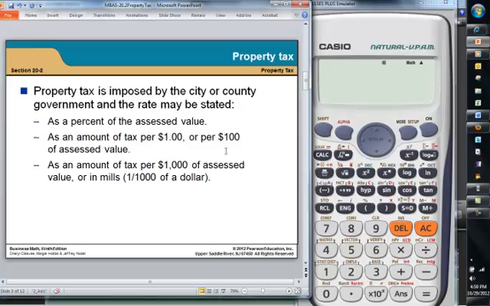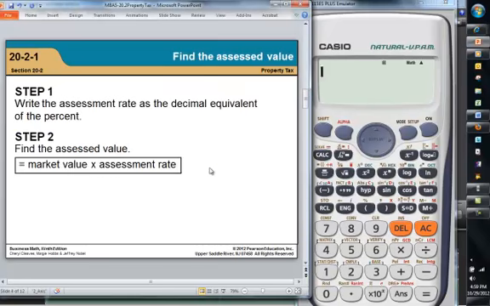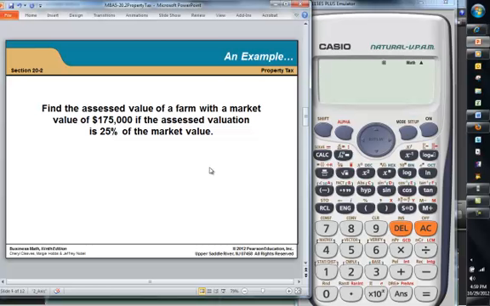They are used by the city, county, and sometimes the state governments. It's usually a percent, or tax per dollar, or per $100, or per $1,000, or in mils, which would be thousandths of a dollar. So you write the decimal assessment rate and then you multiply it out.